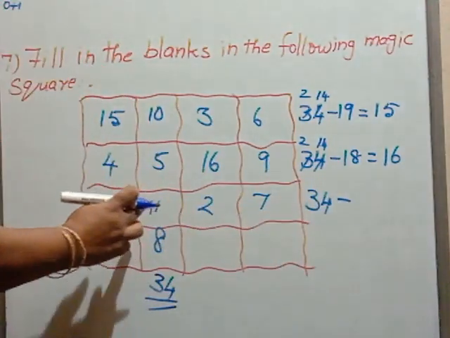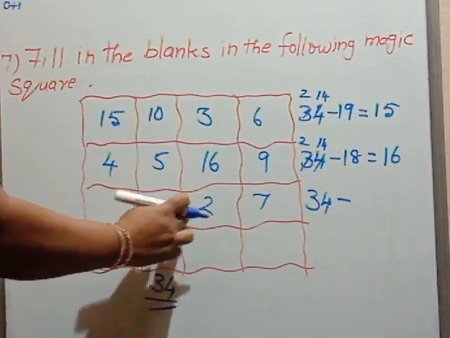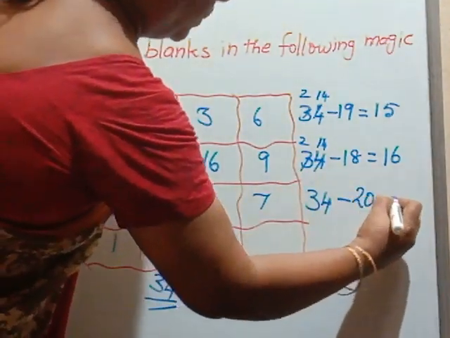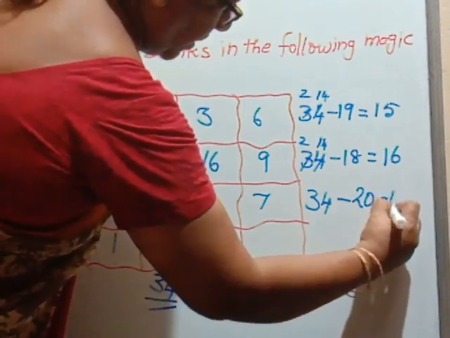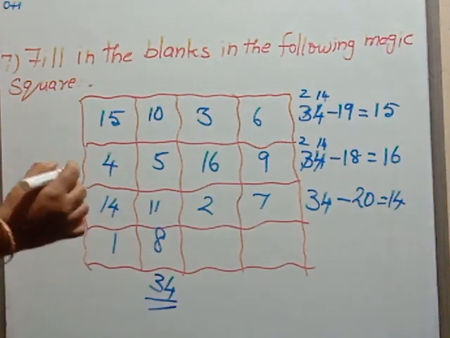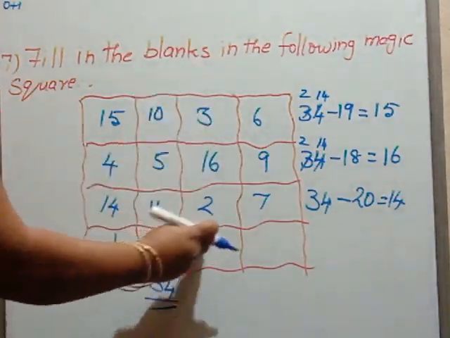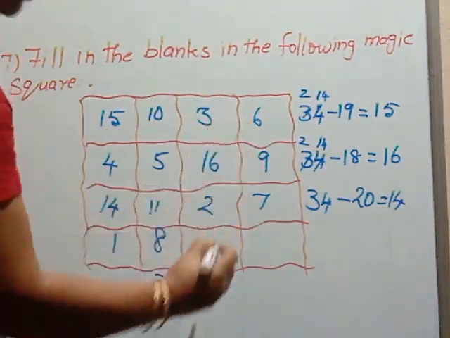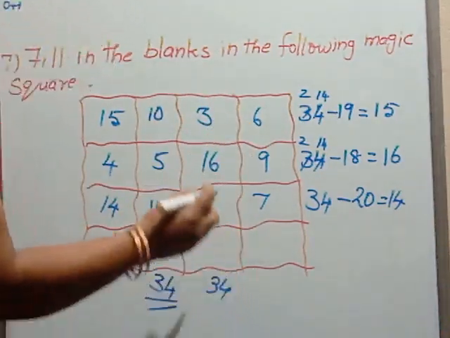Then, here 3 numbers are there. 11 plus 2, 13. 13 plus 7, 20. So, 34 minus 20, you will get 14. So, what will come here? 14. Then, now, here only 2 numbers are there. So, we have to go row wise. Now, here I will take 34.